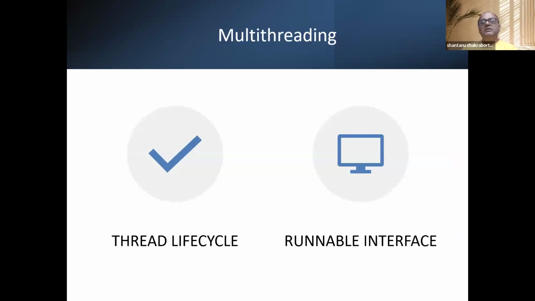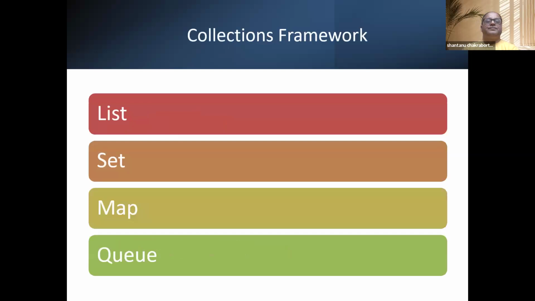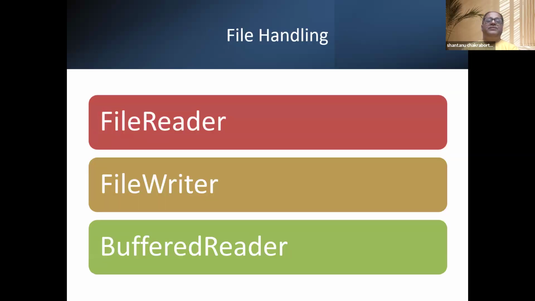We use multi-threading where we can have a thread life cycle and we can have a runnable interface. So we can have multiple instances or multiple threads running together. We can do synchronization where we can use the thread safety and synchronized blocks that you can use in Java. And these are the collection framework and file handling, where we use the FileReader, FileWriter, and the BufferedReader for providing input-output interfaces in Java programming.